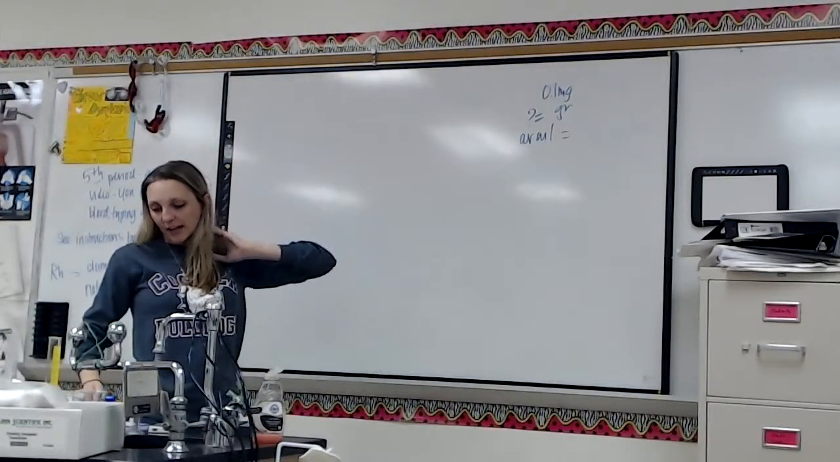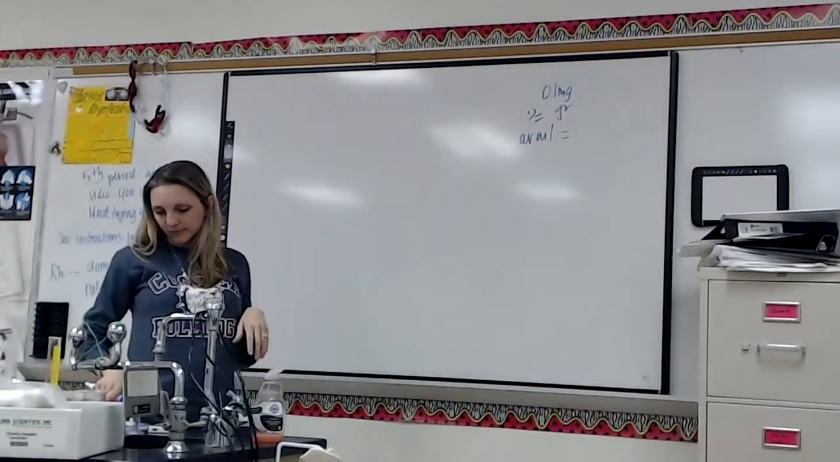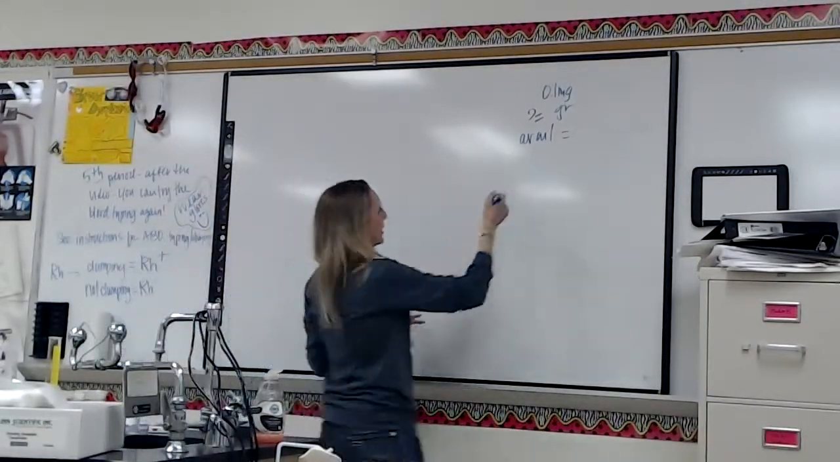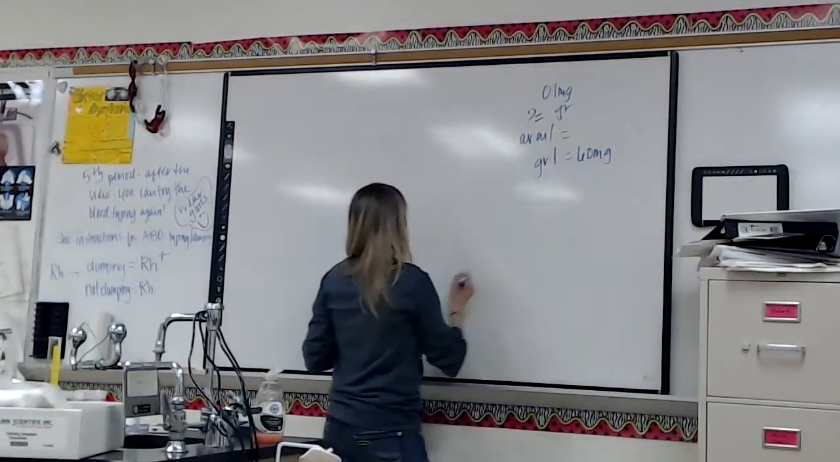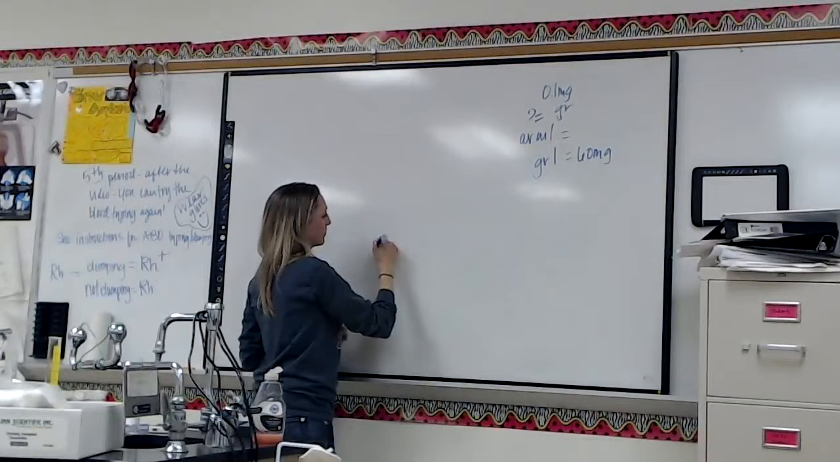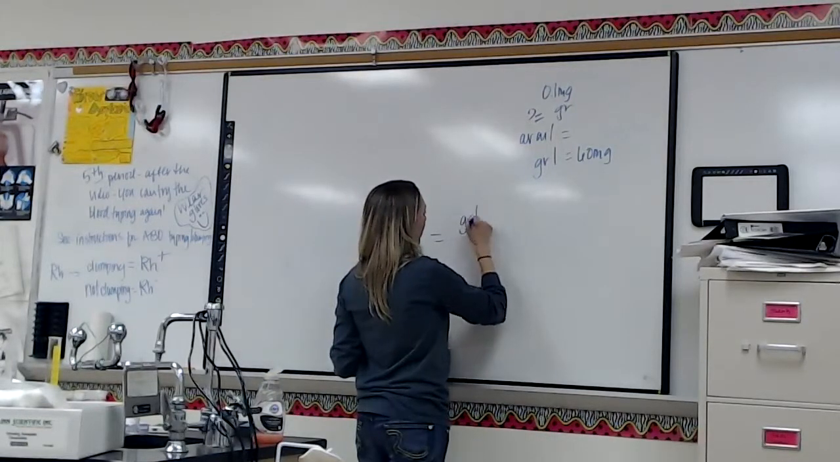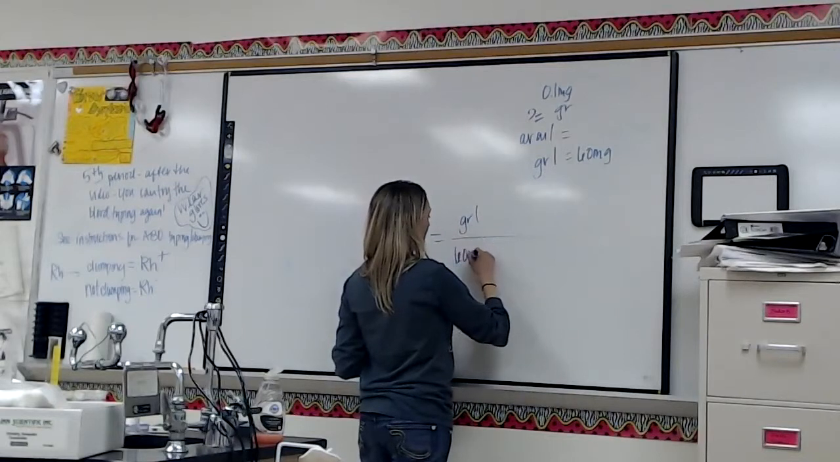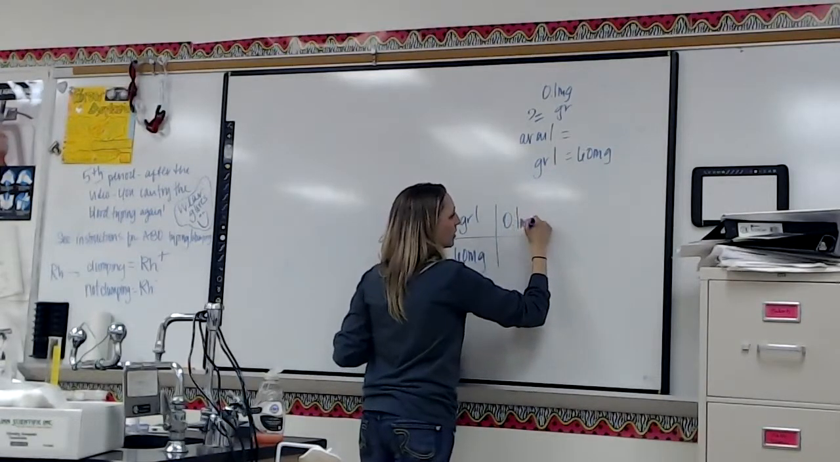So we know that 1 grain is 60 milligrams again. So let's look at this. 1 grain over 60 milligrams, and then we've got 0.1 milligrams.